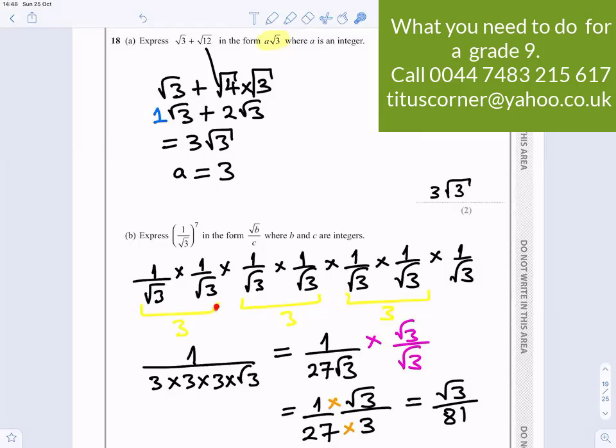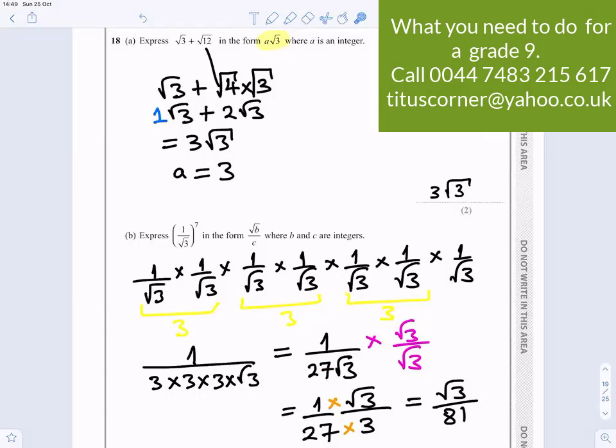Square root of 3 times square root of 3, 2 of them would make 3. The next 2, square root of 3 times square root of 3, the next 2 will make 3. And the next 2, square root of 3 times square root of 3 will make 3. And there will be 1 square root of 3 left. You multiply those numbers. 3 times 3 times 3, it gives you 27 root 3.